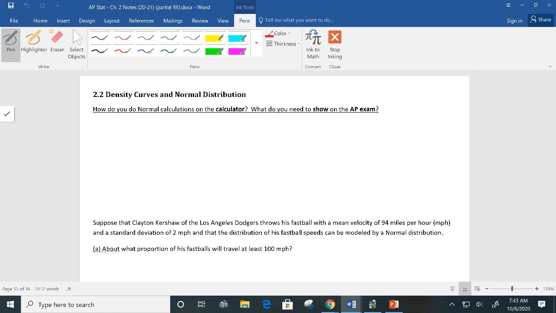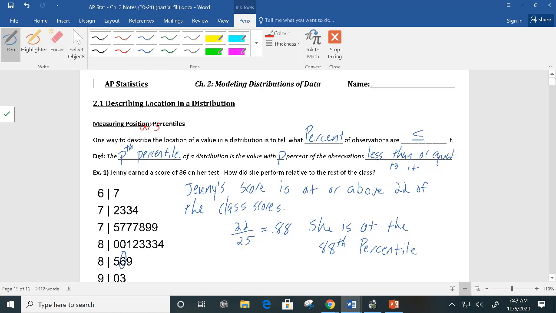So how do you do normal calculations on the calculator, and what do you need to show on the exam? Well, there's two things that you can use. You're going to be going to second and vars on the calculator.